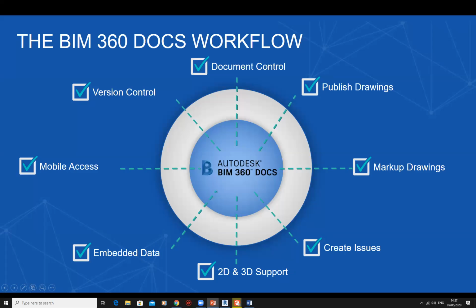For instance, if you are uploading a Revit file, in a Revit file you know that we can generate 2D and we can generate 3D. That is why BIM360 allows 2D and 3D views to be viewed any time you want. You can navigate 3D, you can navigate 2D as you wish. And BIM360 Docs displays the embedded data.